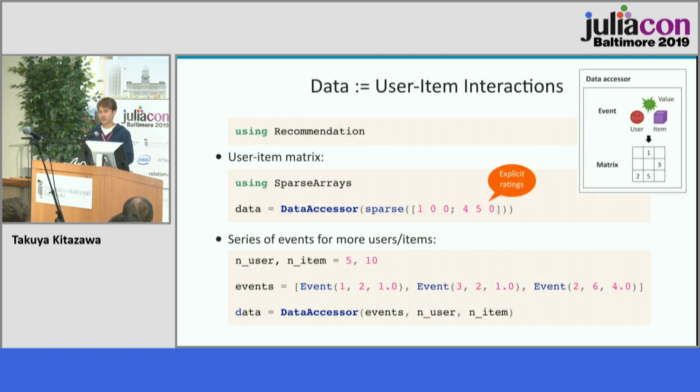And on top of that, we do provide a data accessor which bundles the series of events, because the recommender system stands on the series of user item interactions. Obviously, you can create an array of events, and you can bundle that into the data accessor. Or you can explicitly create a user item matrix which represents the user item interactions in the matrix format, and it can be converted to data accessors. But anyway, for any of the different types of recommender systems implemented in the package, you can easily pass your own data to the recommenders by using the accessor.